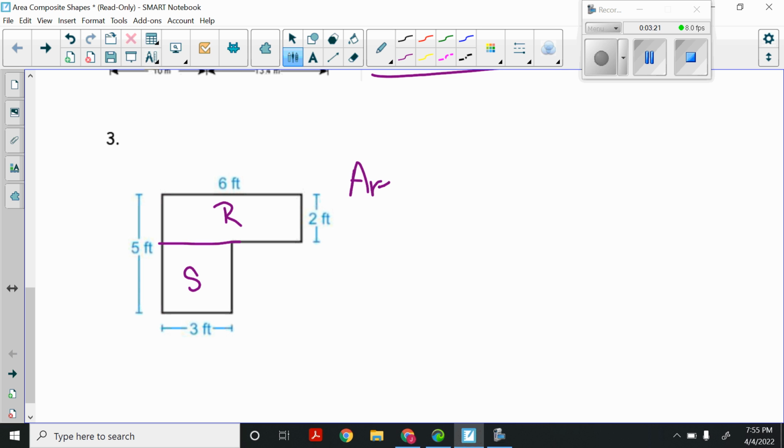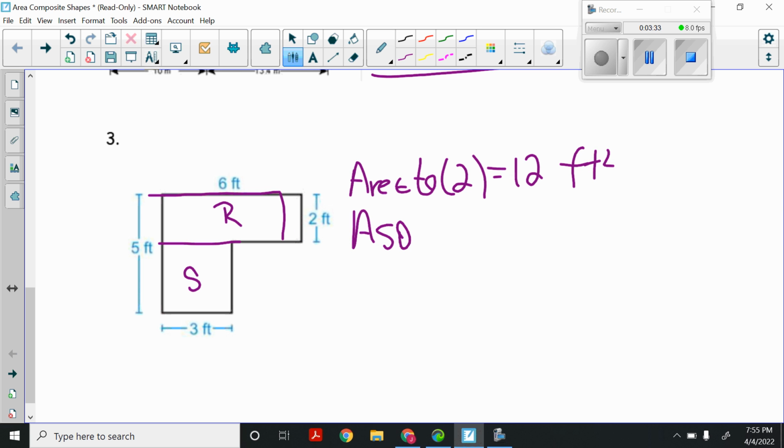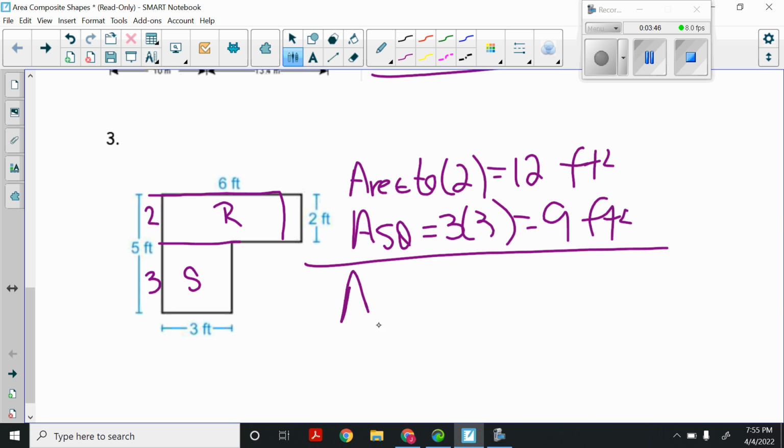The area of the rectangle, the base times the height. So 6 times 2, which is going to give me 12 square feet. The area of the square now, so again, that part is 2, this is 3, so 3 times 3 is 9 square feet. The total area, add those two together, so 12 plus 9 is 21 square feet.